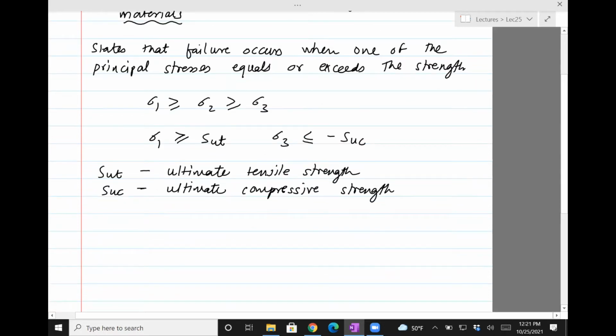However, if you want to use this criterion for design, then you introduce a factor of safety. So the design equations will be sigma 1 equals SUT divided by N, and sigma 3 equals minus SUC divided by N.